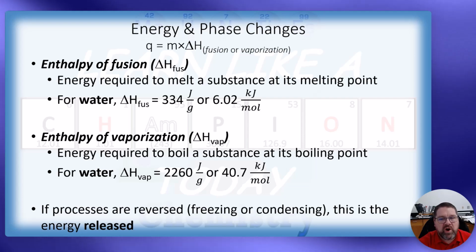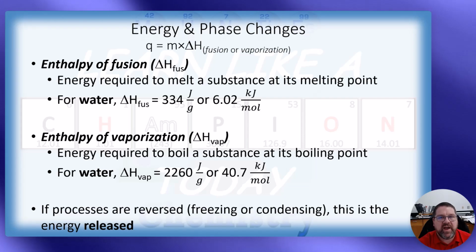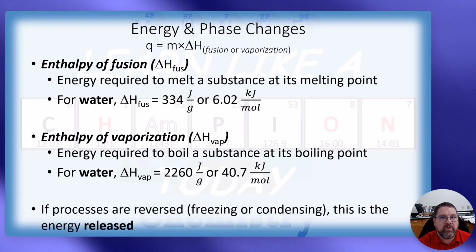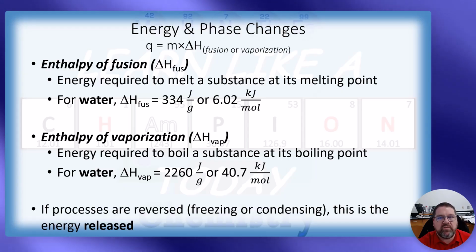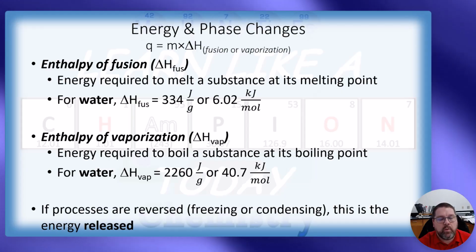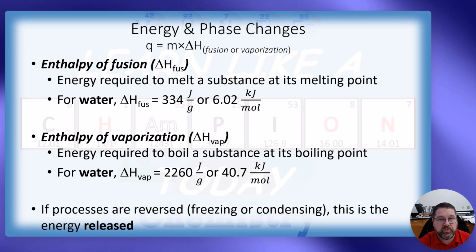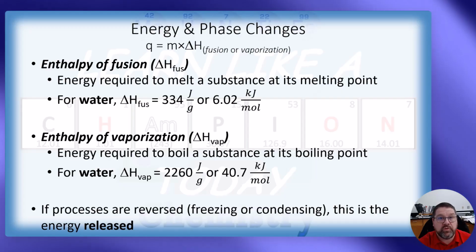If we reverse these processes, we would have the same quantity of energy. It's just that the sign would be reversed. So if you are going from a liquid to a solid, such as water freezing into ice, it would be negative 334 joules per gram, or 6.02 kilojoules per mole.